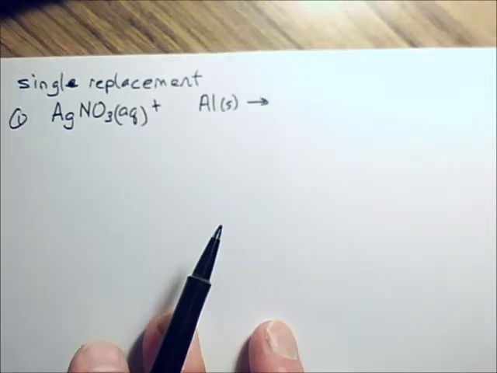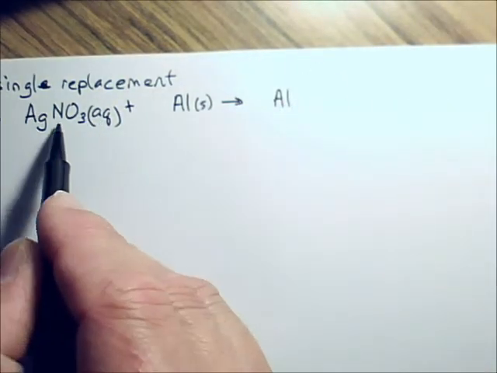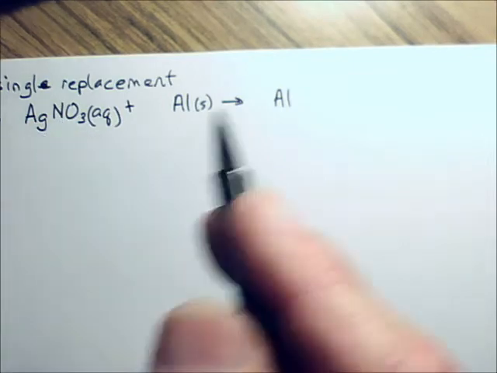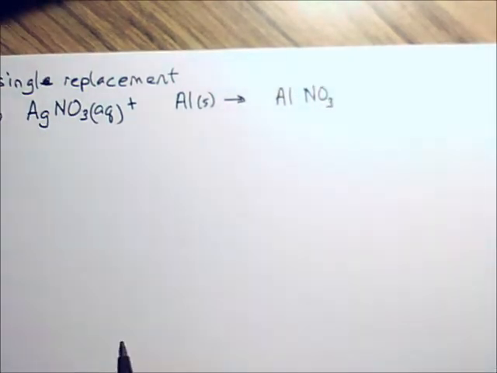So what we're going to do is go over to the other side. We're going to put aluminum with the back part of the compound. Okay? Now I have not balanced the compound yet. I'm just simply putting things over here at the moment.